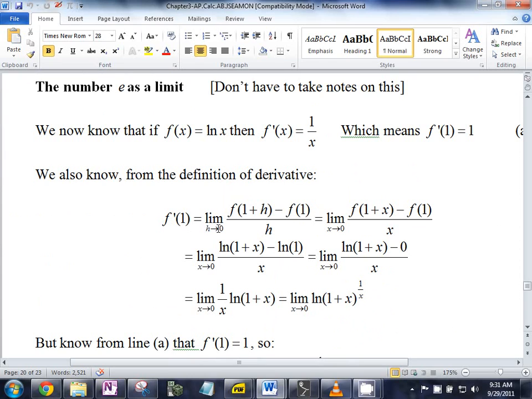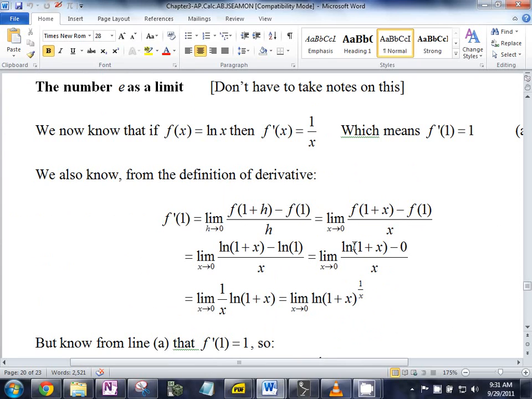So what is f of 1? What's natural log of 1? E to what power is 1? Zero. E to the 0 power is 1. So f of 1 right here is 0. We replace it, and we let x go to 0. What do we end up with here?